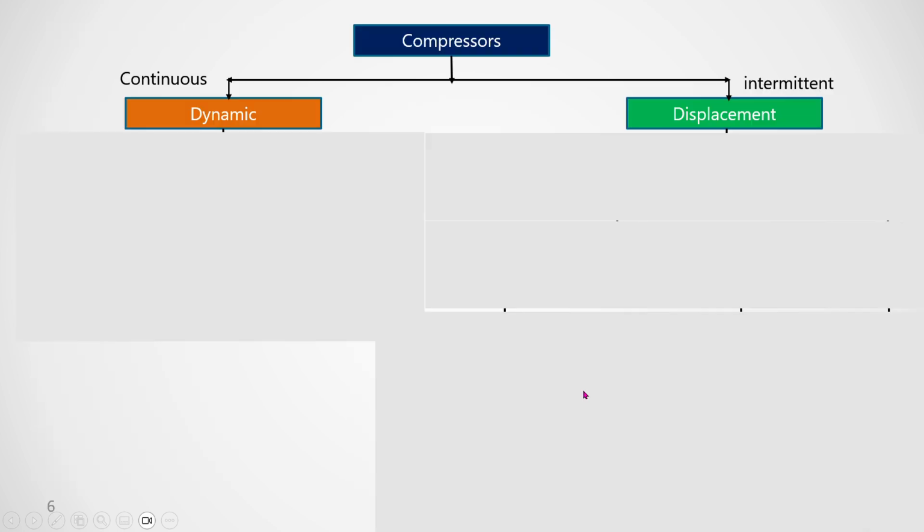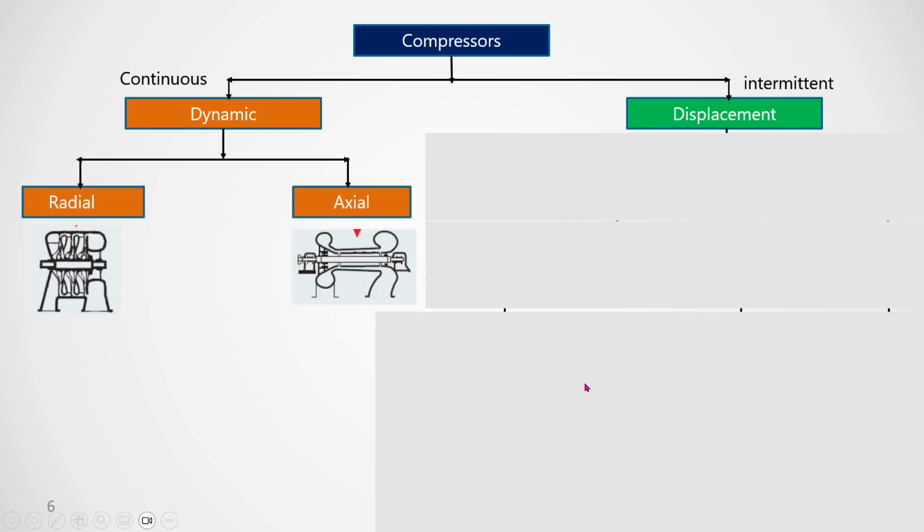Now the types of compressor. Compressors can be of two types. One is when it runs continuously, another is intermittently. Normally when it is running continuously we call it dynamic. When it is running intermittently, we use the displacement type compressor. Now the dynamic type compressor is radial or axial. Radial means the flow will be on the radial side. Axial means the flow will be on the axial side. So the dynamic type can be of two types, radial as well as axial.